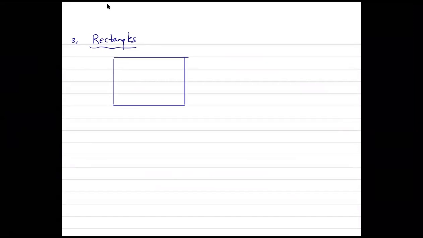rectangles. अब rectangles की properties तो आपको सारी याद है. This is A, B, C, D rectangle. You can see that these two sides, the opposite sides are equal and parallel. So that is the first property. Two, you have two pairs of parallel and equal sides.